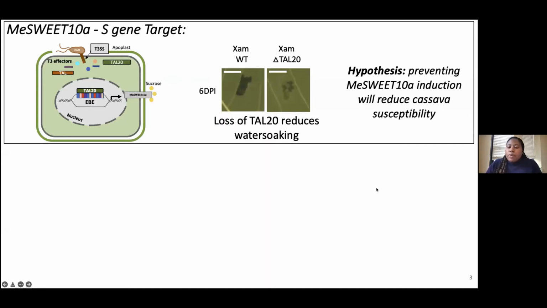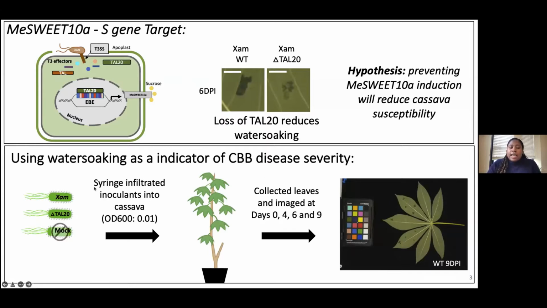And we wanted to have a really nice way of being able to measure cassava bacterial blight disease severity. And so we took advantage of water soaking as a phenotype and developed an assay where we take cassava plants, we infiltrate them with XAM, the mutant that does not have TAL20, or mock treatments. And then at days 0, 4, 6, and 9, we detach that infected leaf and image the leaves using a Raspberry Pi camera system we have set up in the lab. And then we can use these images for image analysis to extract quantifiable information about what that lesion looks like.